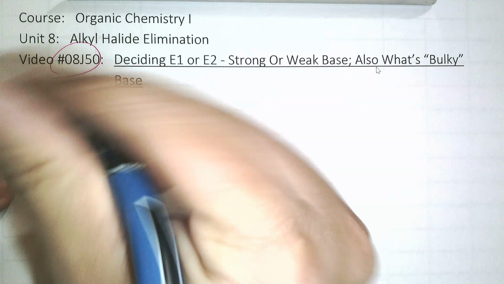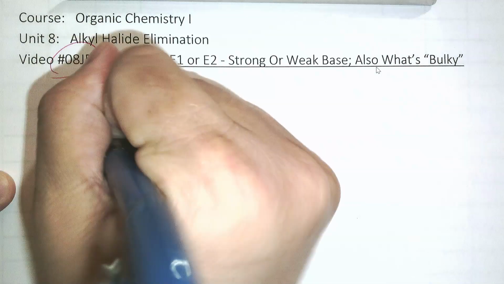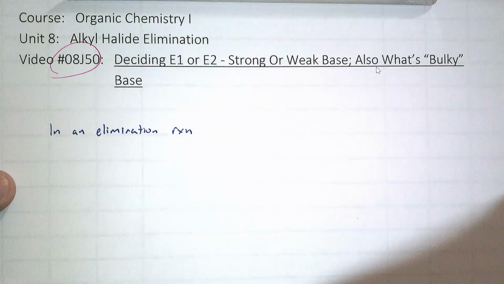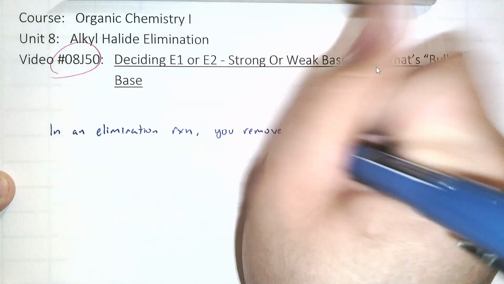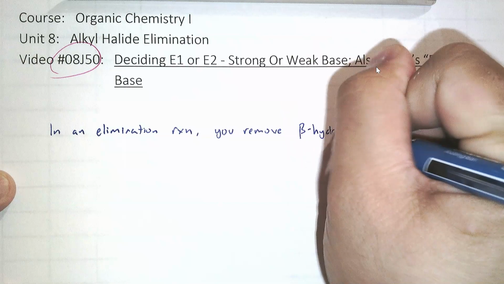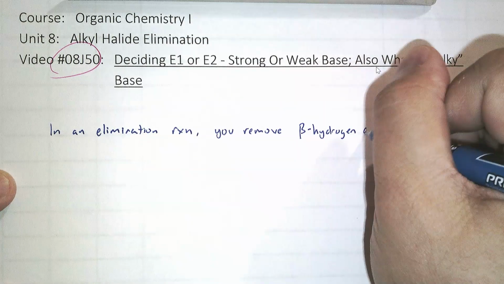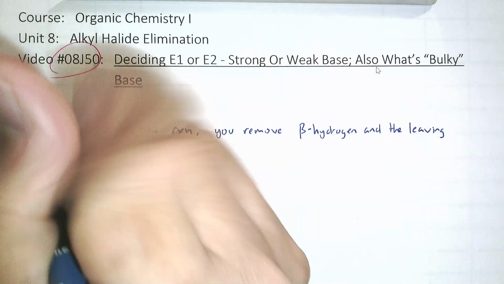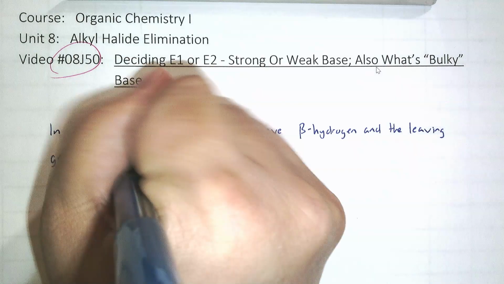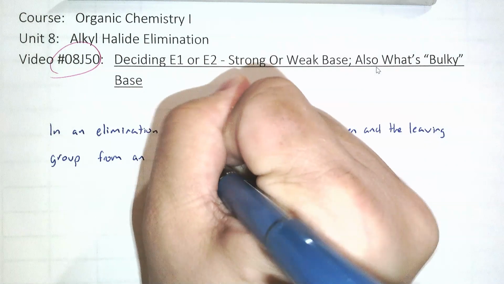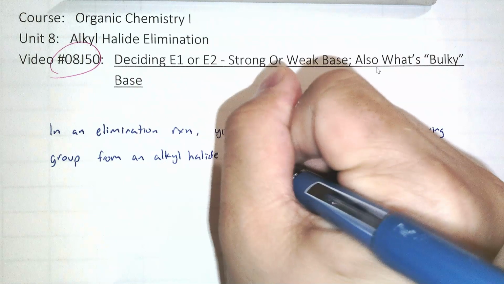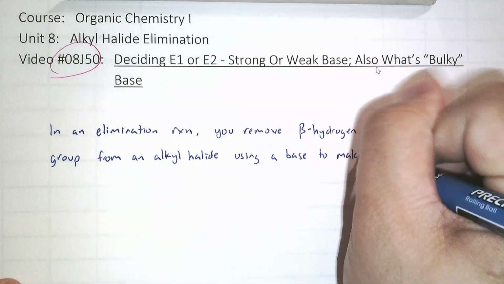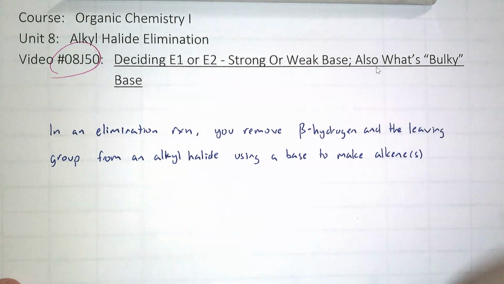Let me just put here a statement about elimination reactions. In an elimination reaction, what do you remove? What do you eliminate? You remove two things: a beta hydrogen and the leaving group. In this case, it's going to be a halide. And you're going to remove those two things from an alkyl halide using a base to make what? To make alkenes. It could be one alkene, but often you're going to have a mixture of alkenes.